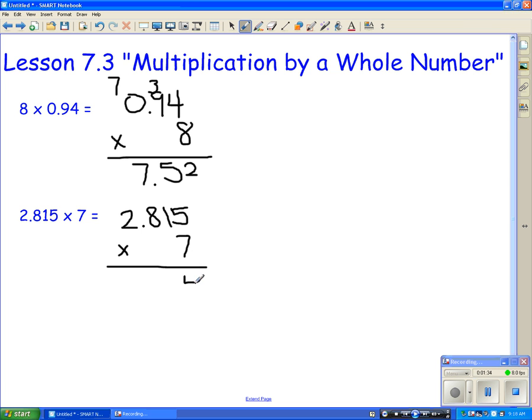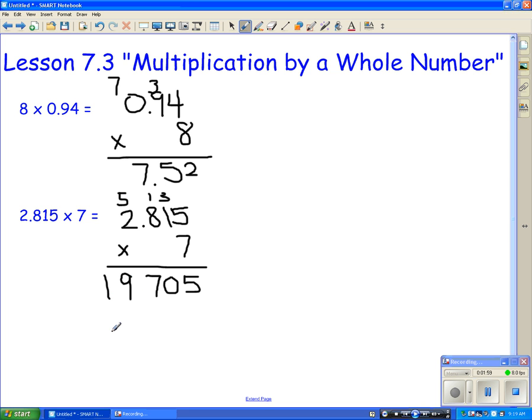5 times 7 is 35. Carry the 3. 7 times 1 is 7, plus 3 is 10. Carry the 1. 7 times 8 is 56, plus 1, 57. 7 times 2 is 14, plus 5 is 19.